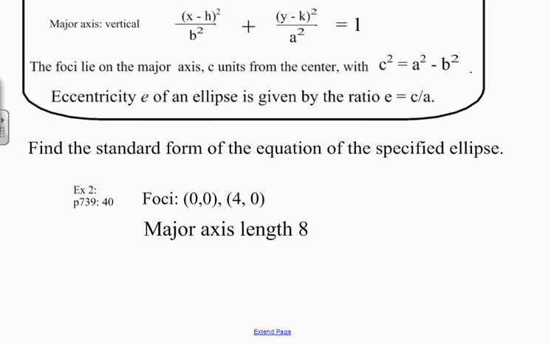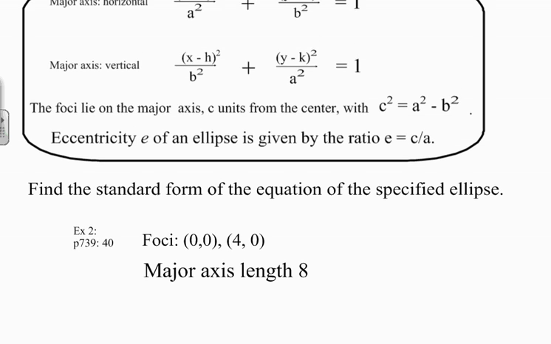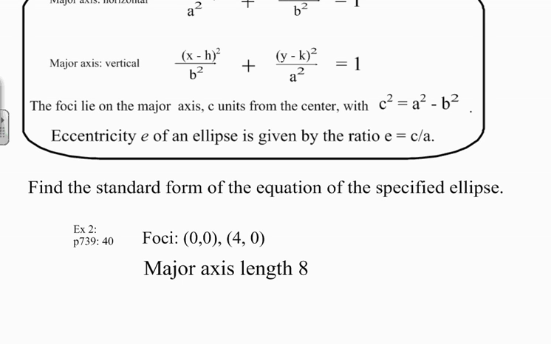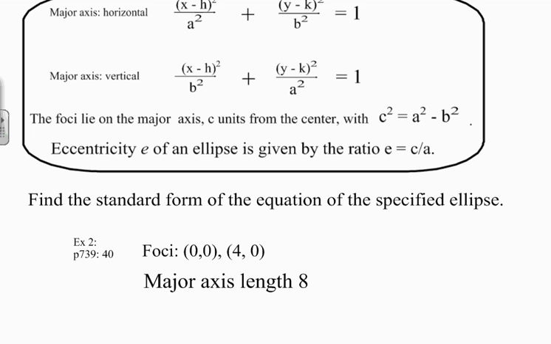All right, well, welcome back. If you finished example number 1 on finding the standard form of an equation of an ellipse, we're going to go through another example, given some different criteria. Once again, you can see all the information they have for how to find the ellipse is right up here. But let's go through.